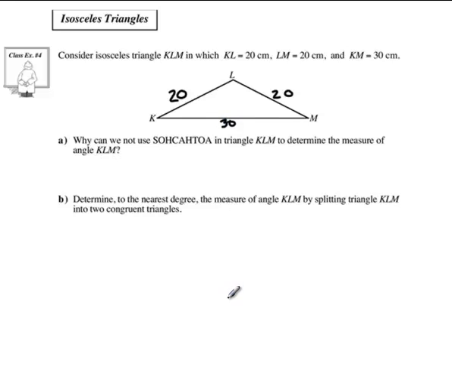If you forget what an isosceles triangle is, it's a triangle that has two equal sides, and in this case it would be these two, and two equal angles, that would be M and K. So it's symmetrical.